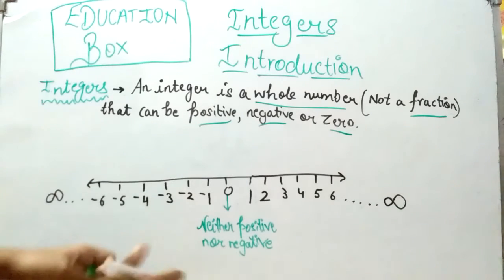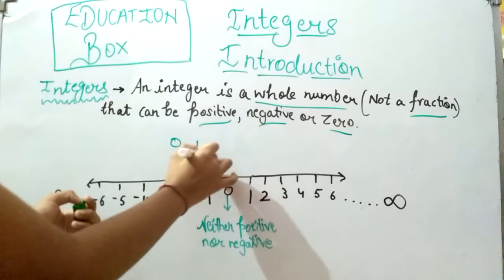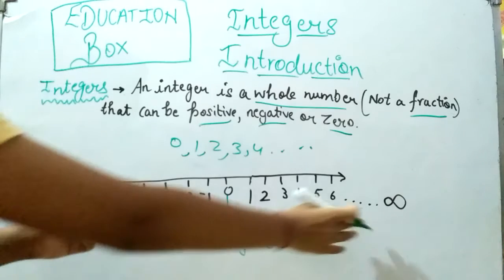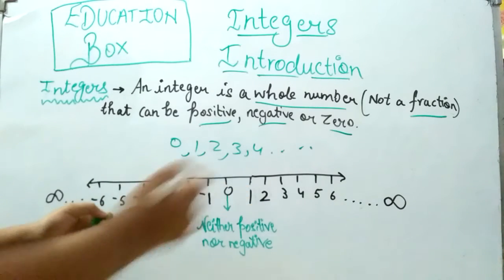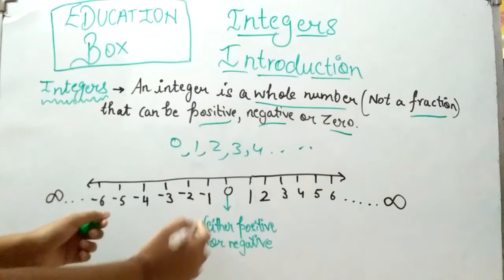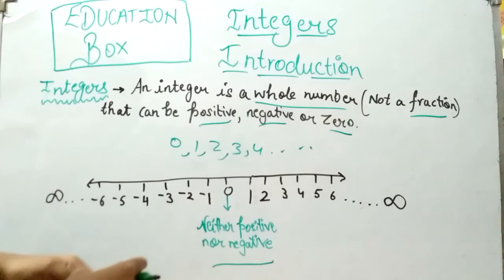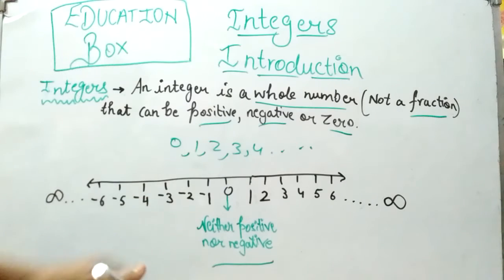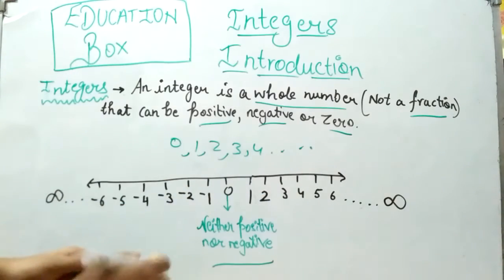What are whole numbers? Whole numbers are those numbers which contain 0, 1, 2, 3, 4 to infinity. Basically all the positive numbers starting from 0 are known as whole numbers. And as it is written, 0 is neither positive nor negative. So we can conclude that it is the base, and it divides the negative integers or negative numbers from the positive integers or positive numbers.